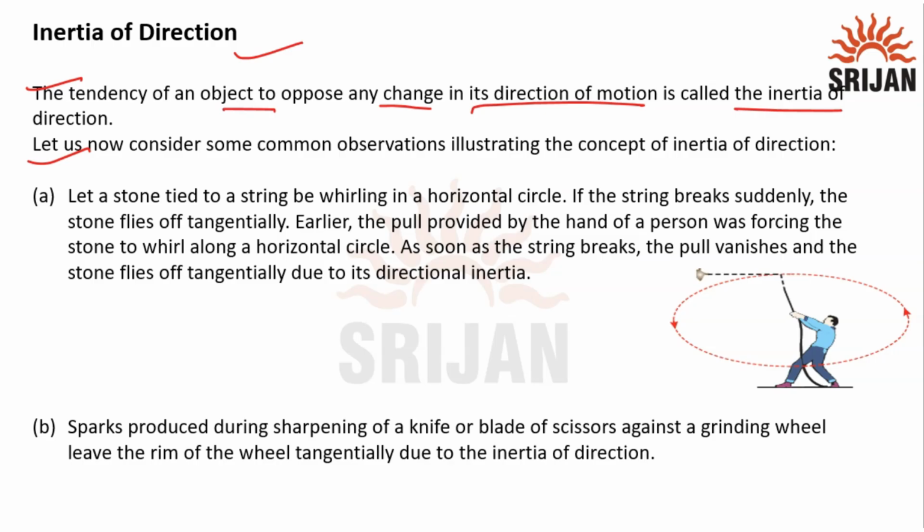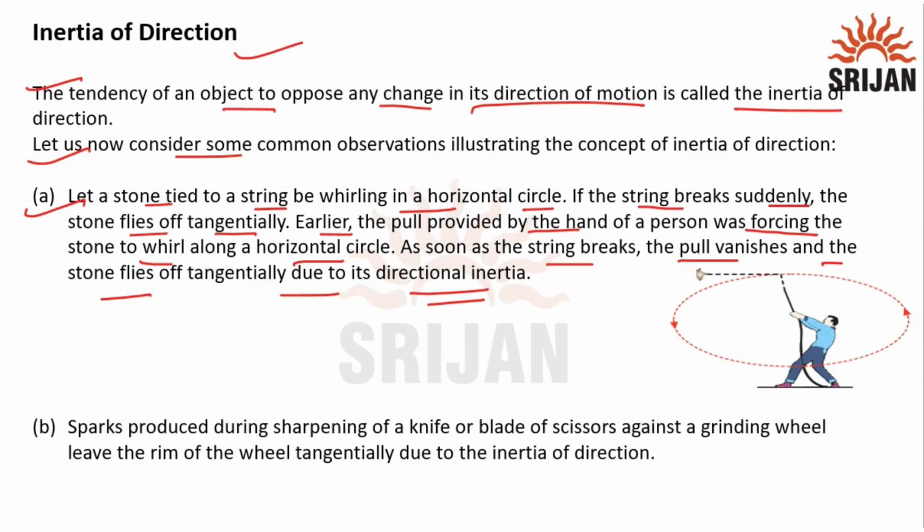Now we will consider an example where we tie a stone to a string and whirl it in a horizontal circle. Okay. If the string breaks suddenly, the stone flies off tangentially, right? Earlier, the pull provided by the hand of a person forced the stone to wheel around a horizontal circle.